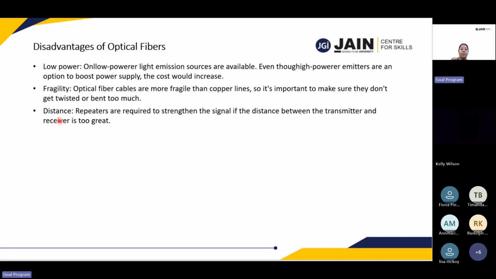Okay, so the repeaters here are like the instant energetic drinks we drink to get energy, or the meals we have. In the same way, repeaters provide this energy, strengthening the signal for long distance communication. Am I clear? So these repeaters are required here. This is what I'm talking about, and that is the disadvantage here.